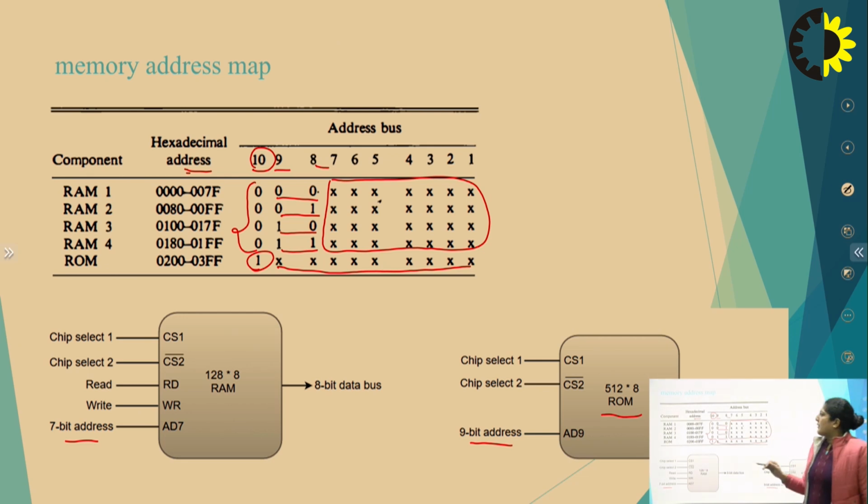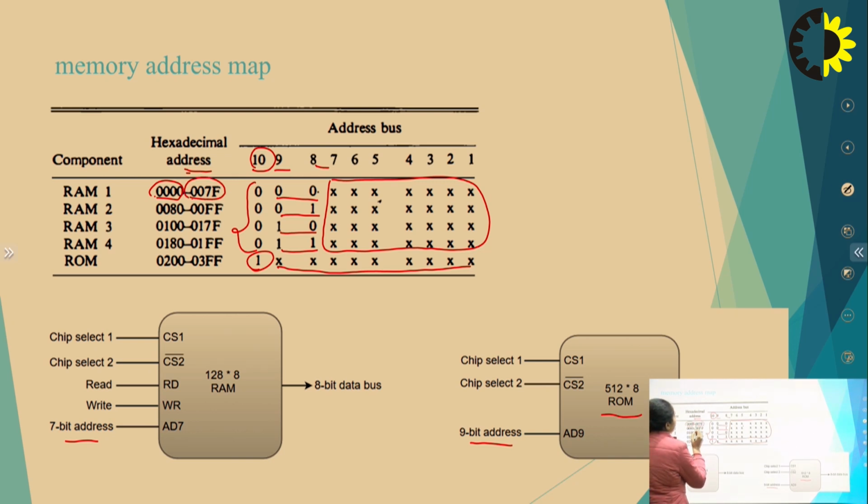As you are seeing, this is 000-007F. This 000 is the starting address, and 007F is the ending address. Similarly, in every address range, the first one is the starting address and the last one is the ending address. So how are we getting this? Let's see.